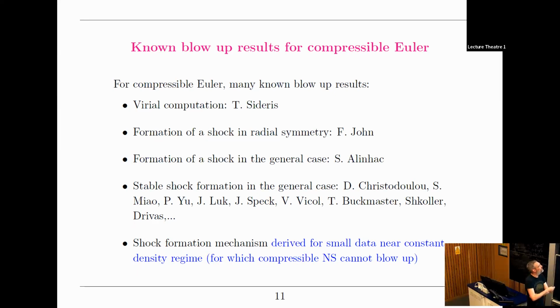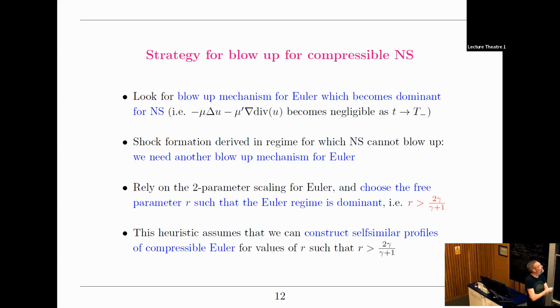Okay, so maybe let me spend one slide explaining the strategy for compressible Navier-Stokes, even though for NLS, I think this slide is pretty clear. You want to mimic exactly what you did. The first thing is that your blow-up mechanism is such that you want Euler to become dominant, which means that you want the extra term, which here is the dissipative term, to become negligible at the blow-up time compared to the other terms. Of course, they will also blow up, but you want them to blow up slower.